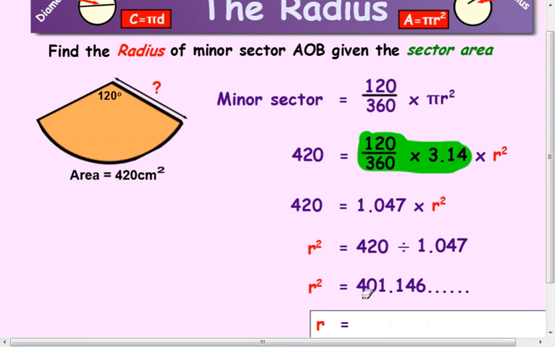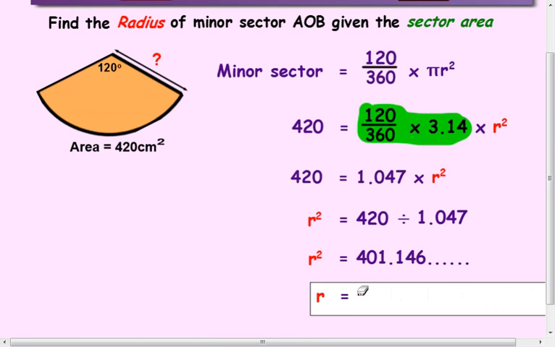Now here's the finishing point. We've got r squared, but we don't want r squared. We want just r. How do you undo this wee power of 2? Well, you square root. So if you square root the 401, you get your answer of 20.03.